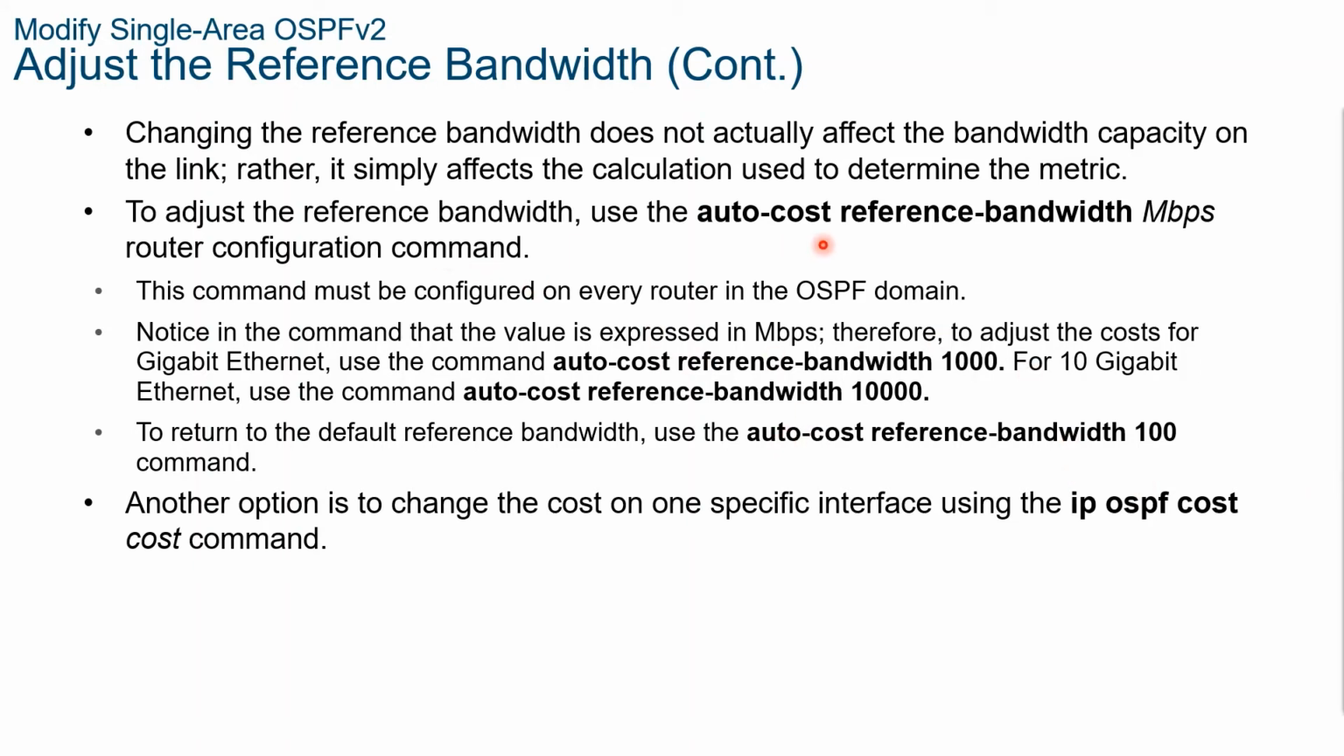Now, this command must be configured on every router in the OSPF domain. Notice that the value is expressed in Mbps. Therefore, to adjust the cost for Gigabit Ethernet, we use the command auto-cost reference-bandwidth 1000. For 10 Gigabit Ethernet, use the command auto-cost reference-bandwidth 10000.